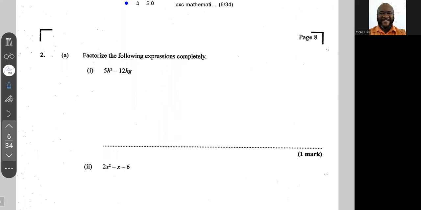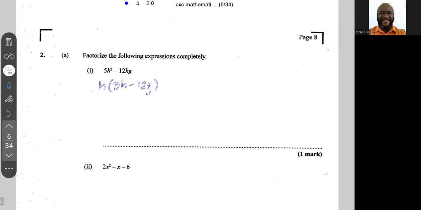In this one I can see that H is common. Once there's a common factor, you're going to put the highest common factor, in this case H, outside of the bracket. Now, remember, when we're removing brackets, we multiply. Well, to put stuff back in brackets, you're going to do the opposite, which is to divide. So H into 5H squared is 5H, and H into 12HG is 12G.